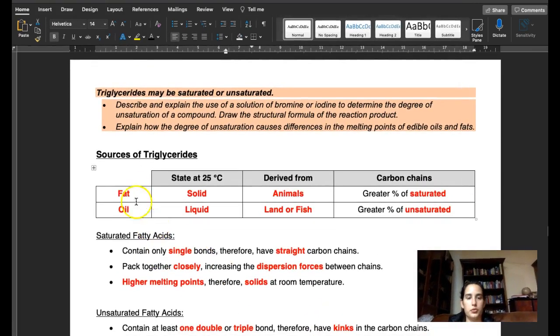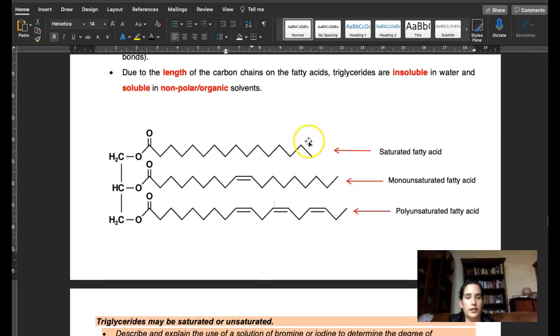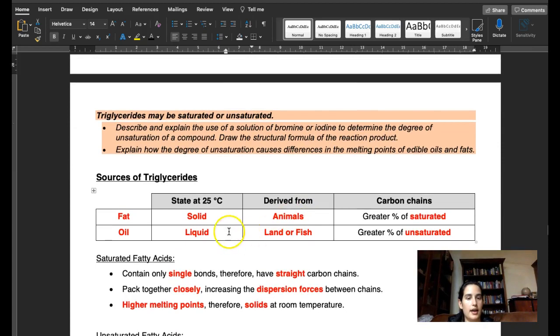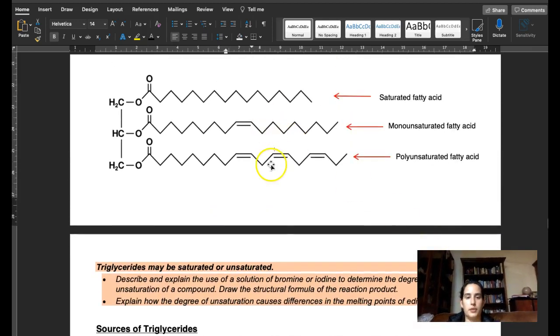Now, as I said before, the source of the triglyceride determines whether they're a solid or a liquid, and whether they're a fat or an oil. So if they're from animals, they are solids, and they have a greater percent of saturated chains. If they're from the land, fish, or plants, they're often a liquid, and that's oil. So you could add in there all plants. If you think about canola oil and things like that, fish oil, they're oils, and they have a greater percent of unsaturated chains.